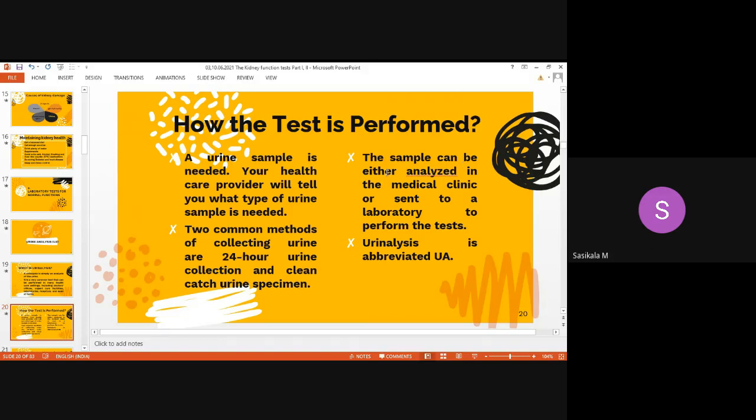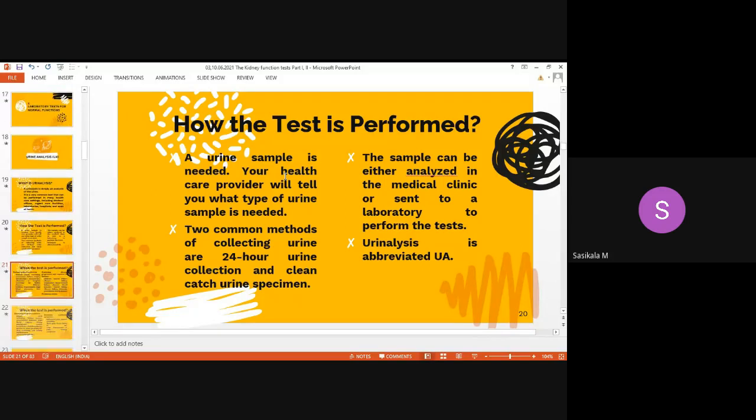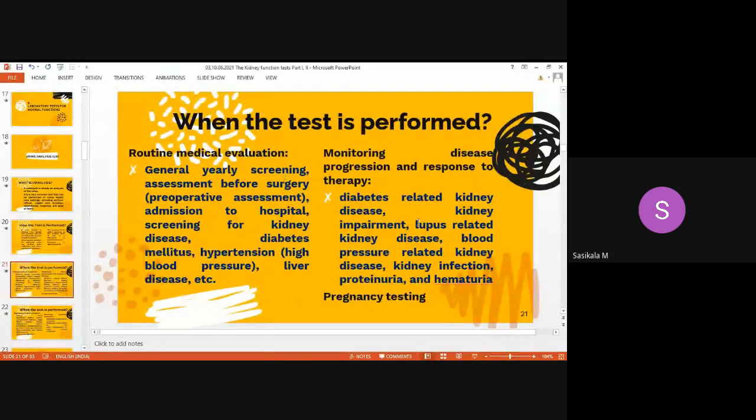Then the sample can be either analyzed in the medical clinic or sent to a laboratory to perform the test, and it is abbreviated as UA. So this is how the test is performed with the sample. Whatever sample the healthcare provider asks for, accordingly we will go with the sample and test. And under what conditions is urinalysis performed?